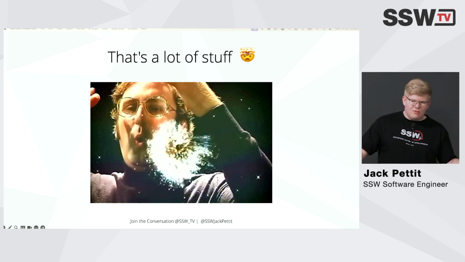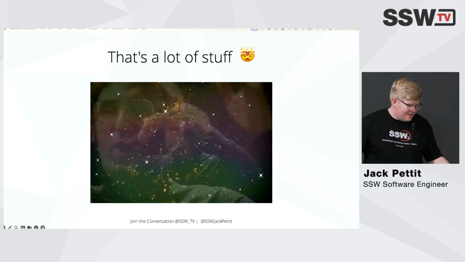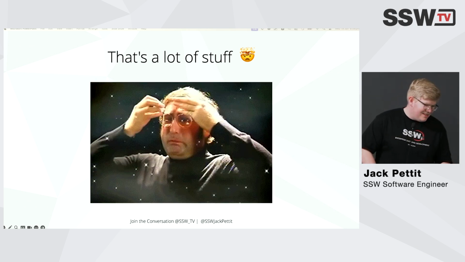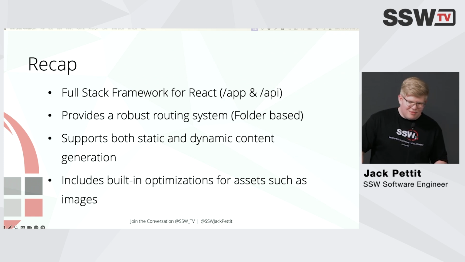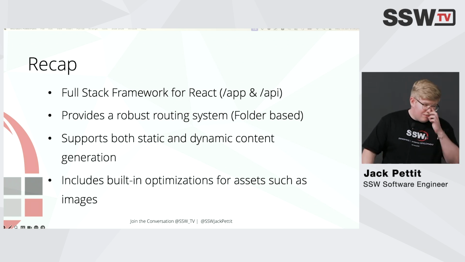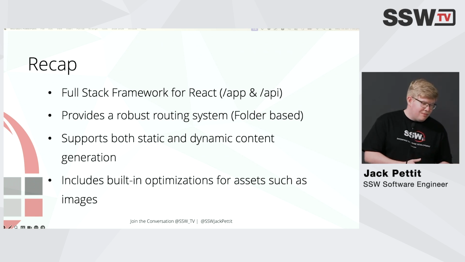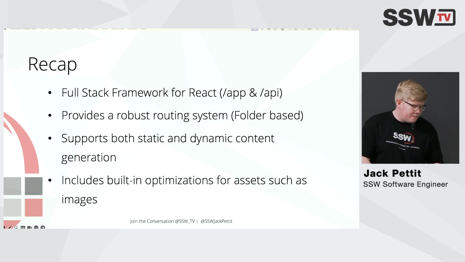But okay, cool. You kind of went through all that pretty quickly. It's a lot of stuff, right? So let's have a little recap. What is Next.js? Well, it's a full stack framework. It's got this thing called an app router, and it's got an API, so a backend in it. We've got a very powerful folder-based routing system, supports static and dynamic content, and has a lot of built-in optimizations just ready for you.